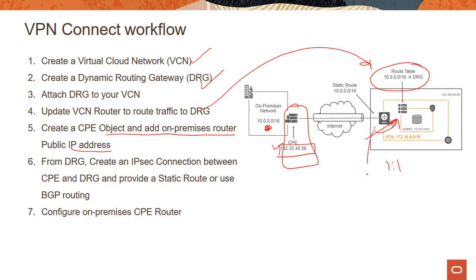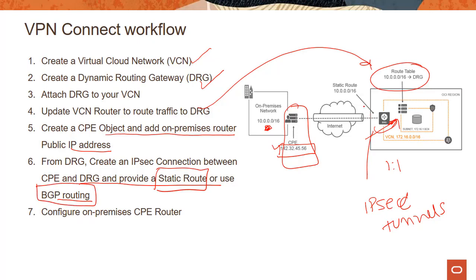Then on the DRG, you create your IPsec tunnels. So you create these IPsec tunnels here, between the CPE and the DRG, and you could choose to use a static route, or you could choose to use a BGP route, right? So you could decide what kind of routing you want. Right now you can see there's a static route here, and then the last step is you configure your on-premises CPE router. I'm going to run through these steps in the next module, and I will show you a tunnel being created and the IPsec tunnels being provisioned.